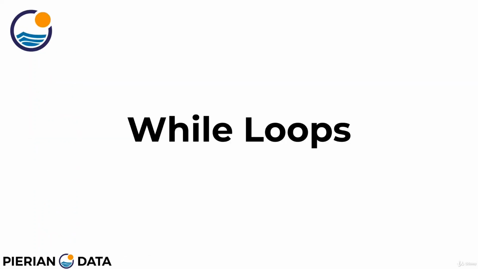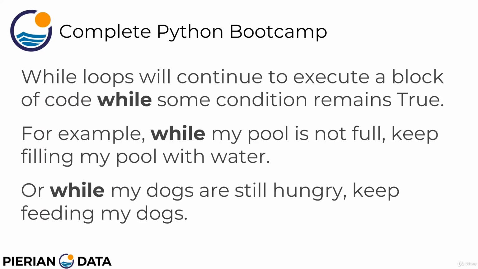that's going to execute every single time. Now let's talk about while loops. While loops will continue to execute a block of code while some condition remains true. So for example, if we try to relate this to a real life scenario, while my pool is not full, maybe I want my program to keep filling my pool with water. Or if I'm designing a robot with some code, while my dogs are still hungry, keep feeding my dogs.